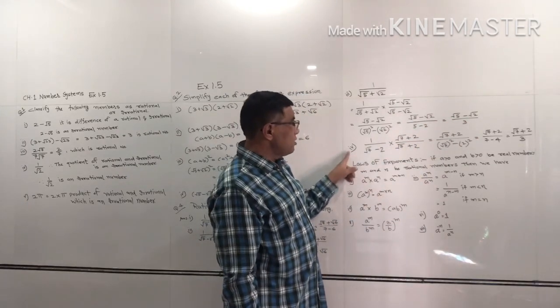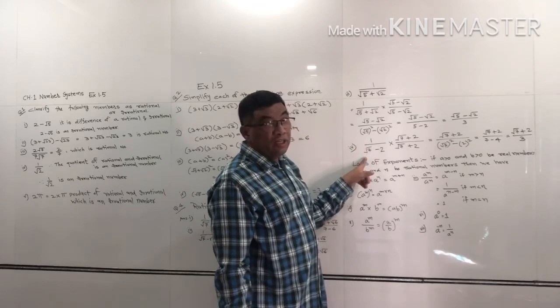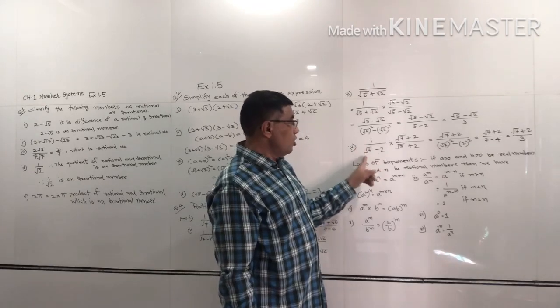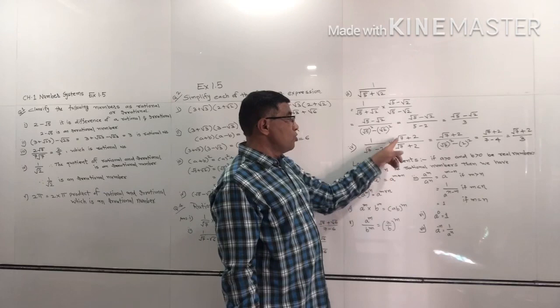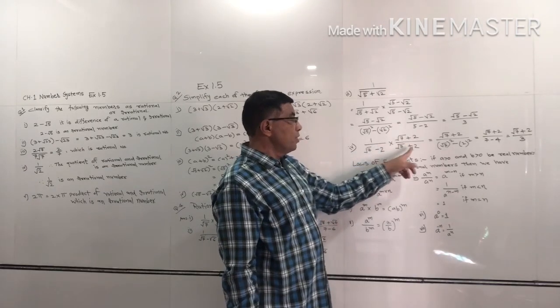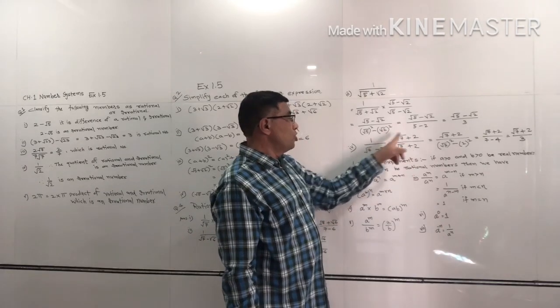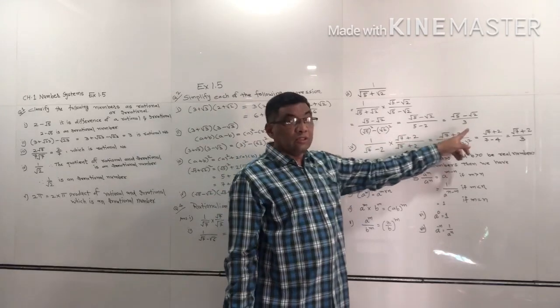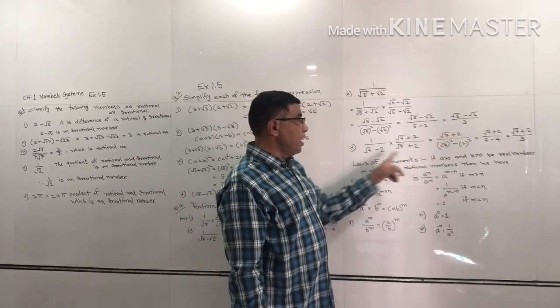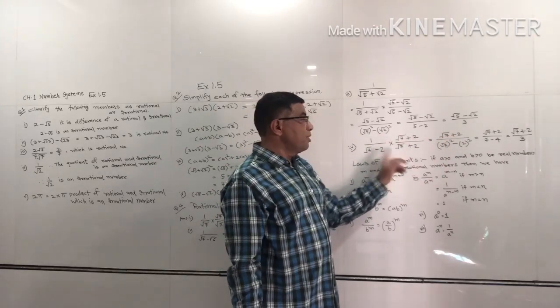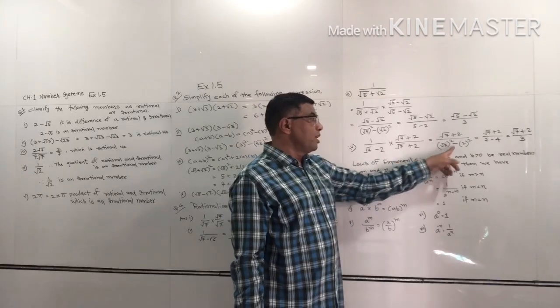The next sum is 1 upon root 7 minus 2. So we multiply and divide by root 7 plus 2. In the numerator we get root 7 plus 2, and in the denominator, by (a plus b)(a minus b), root 7 square minus 2 square.